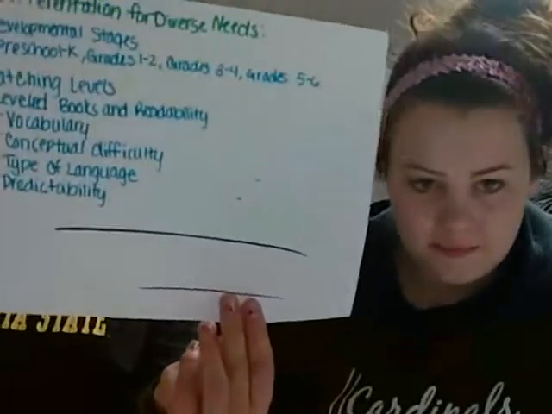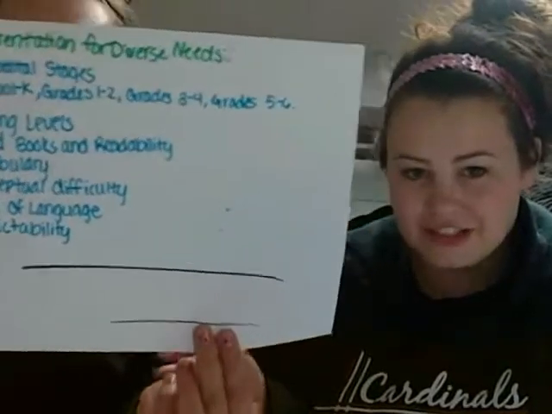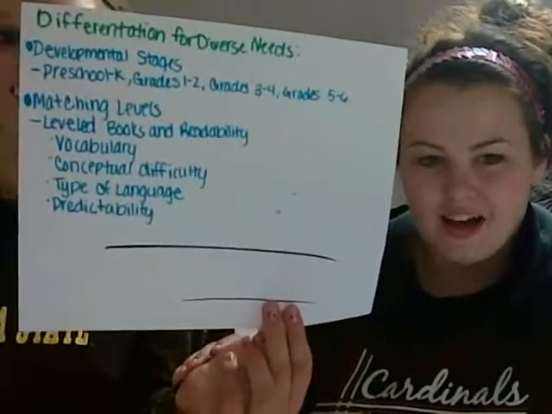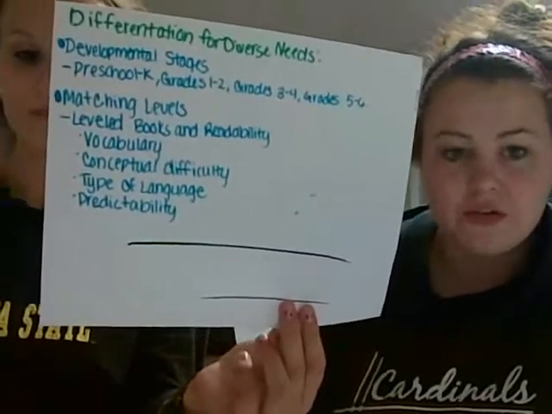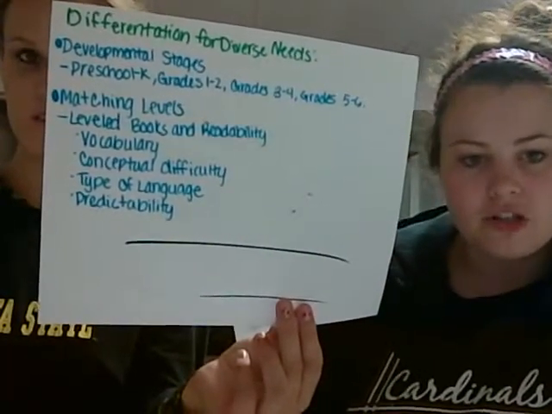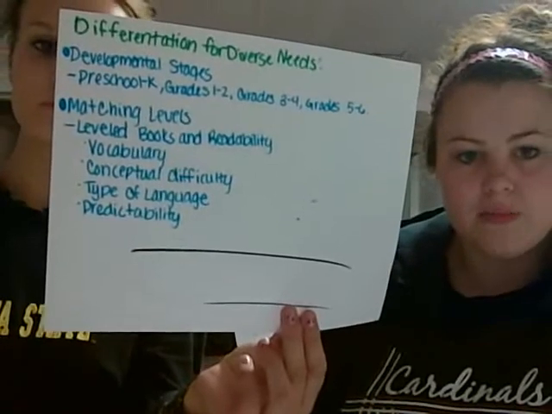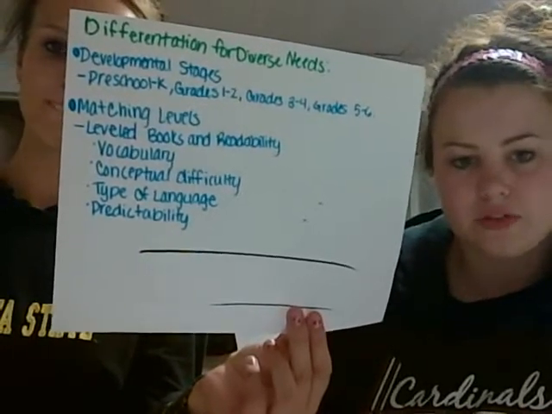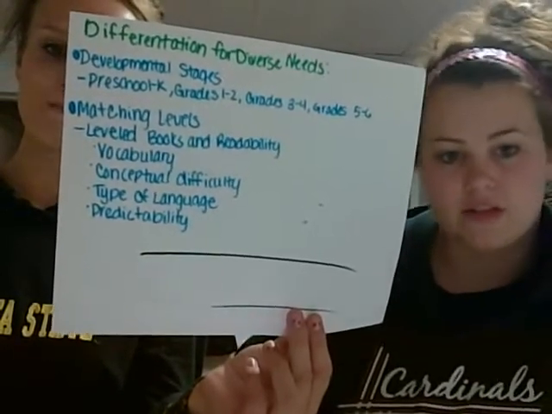Building block number 8 is differentiation for diverse needs. Some developmental stages are like preschool through K, grades 1 and 2, grades 3 and 4, and grades 5 and 6. Matching levels, leveled books and readability, which are vocabulary, conceptual difficulty, type of language, and predictability.